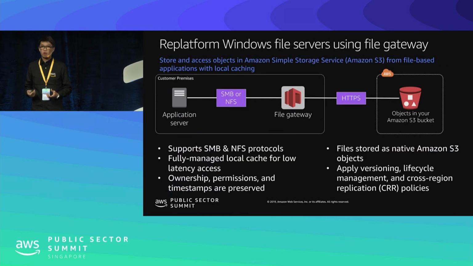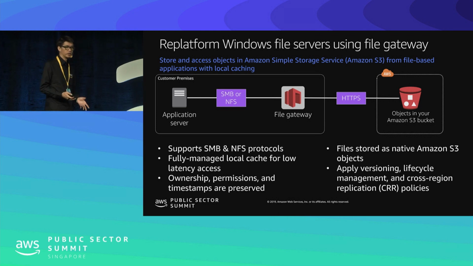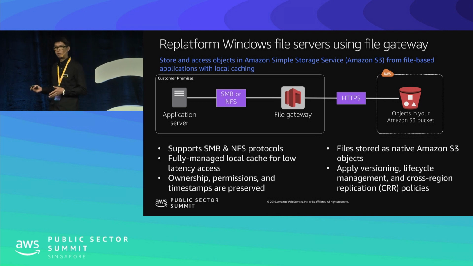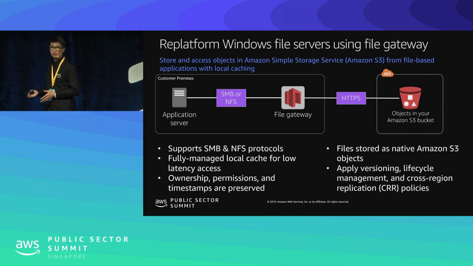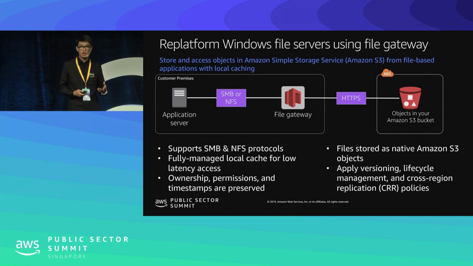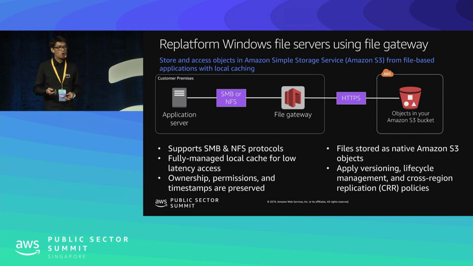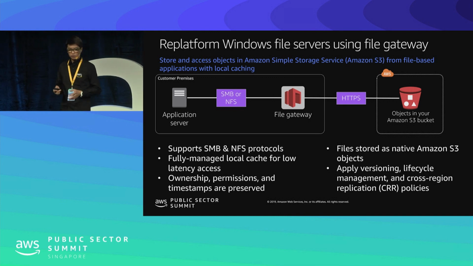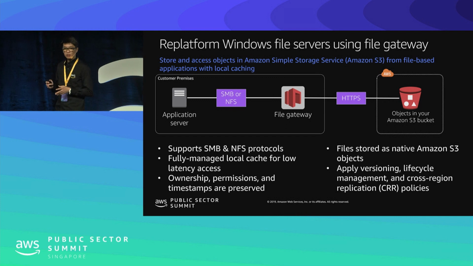So how about Windows file servers? I'm going all in on AWS, but I still have a lot of file shares on-prem. So how do I move the data residing on Windows file servers onto AWS? We have a service called File Gateway, which is a server VM. It exposes itself as SMB or NFS protocol. With that, all the data copied onto this file share will automatically move to S3, and a local cache copy is stored on the File Gateway itself. All the ownership, the permissions, and the timestamps are preserved in the S3 user metadata.